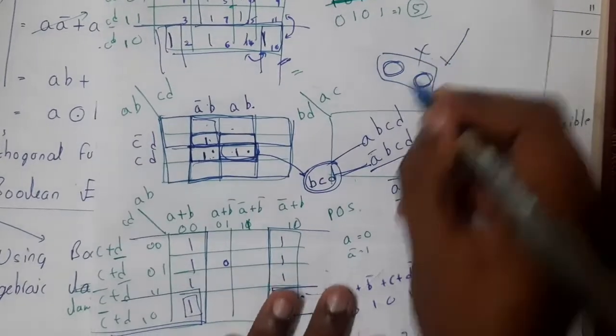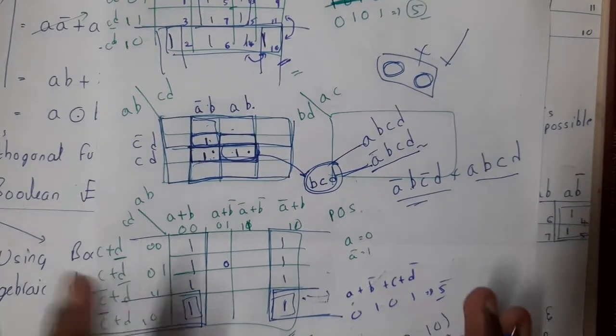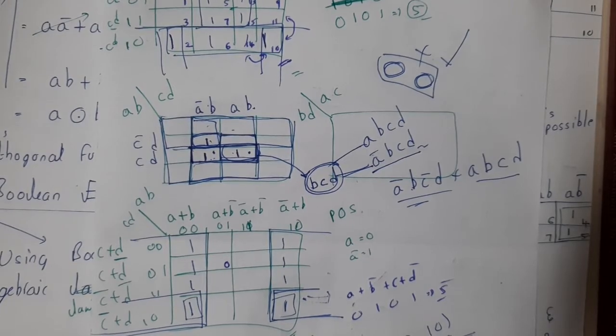But that case is not possible with diagonal, guys. So that is a simple reason why we avoid diagonal groupings and all those things, okay?